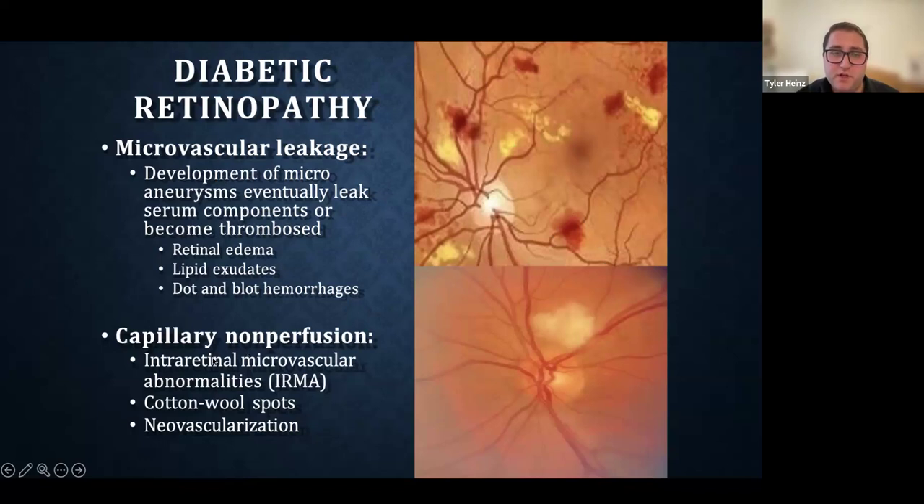Capillary non-perfusion. Of course, we're going to have our intraretinal microvascular abnormalities, cotton wool spots, neovascularization. So again, this is the cotton wool spot. This is our dot blots. This is our lipid exudates. And we'll go into a lot more pictures about the diabetes in a couple of slides.